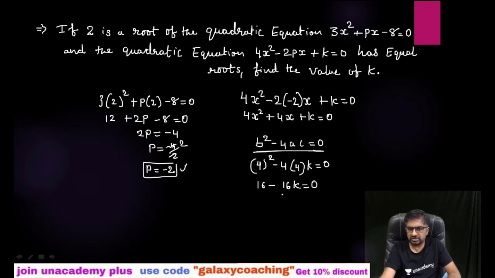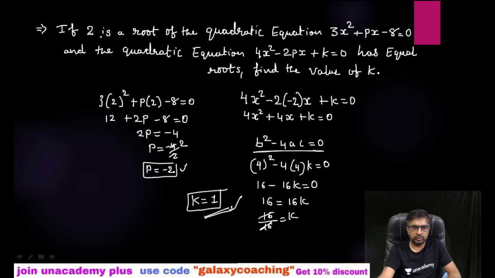Take this minus 16k on that side. 16 is equals to 16k. Take this 16 in the denominator. So you will get k equals to 1. So this way you can solve this sum. Please don't take this 2 as a root of this equation, otherwise you will get the wrong answer. So please keep that in mind.